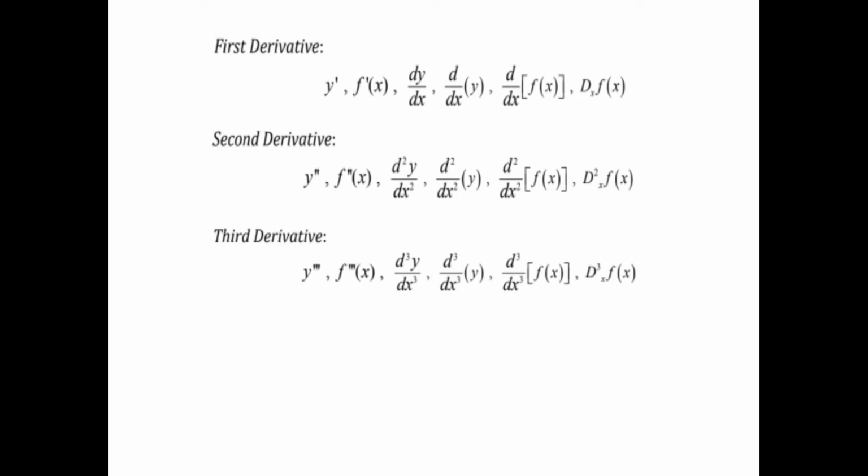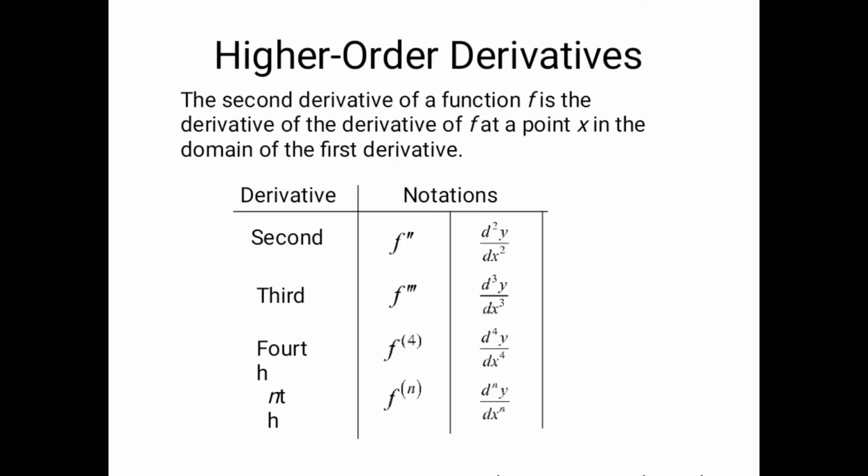And it will continue up to whatever order of the derivative you are looking for. As you can see, these two notations are the popular ones that we are using: the f prime prime of x, or f prime of x, like that, and then the other one is dy over dx.